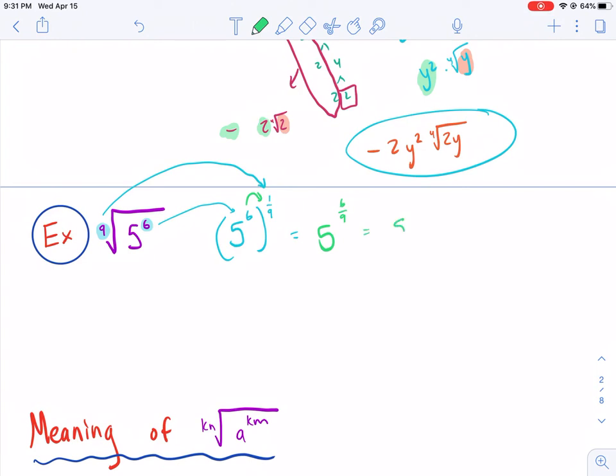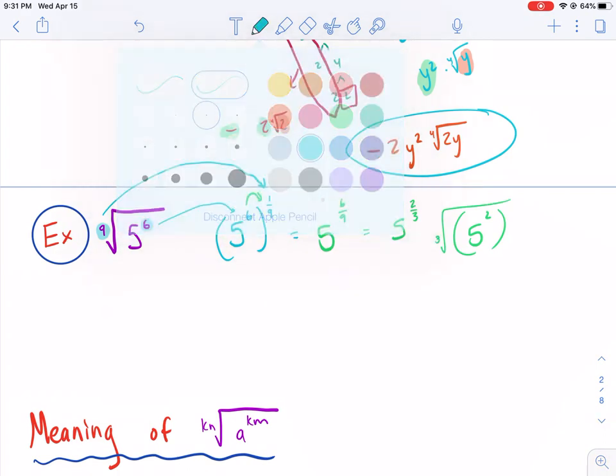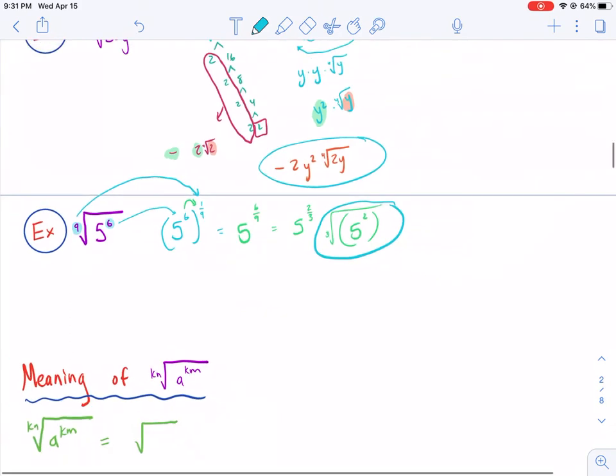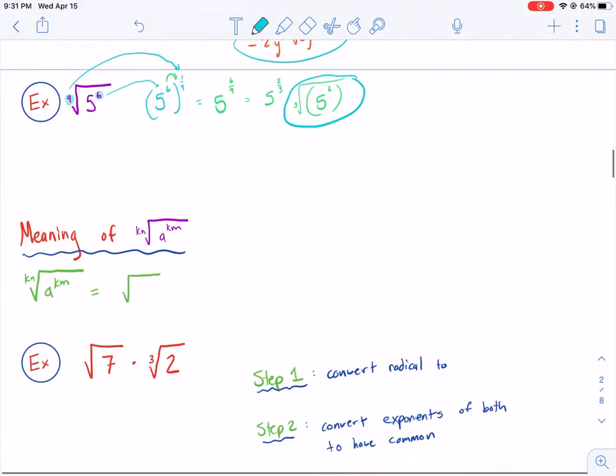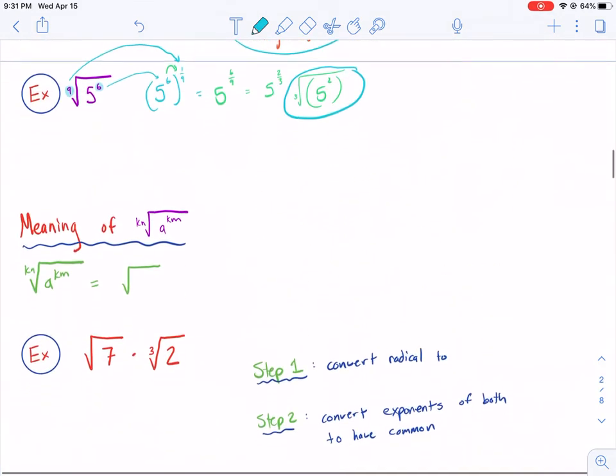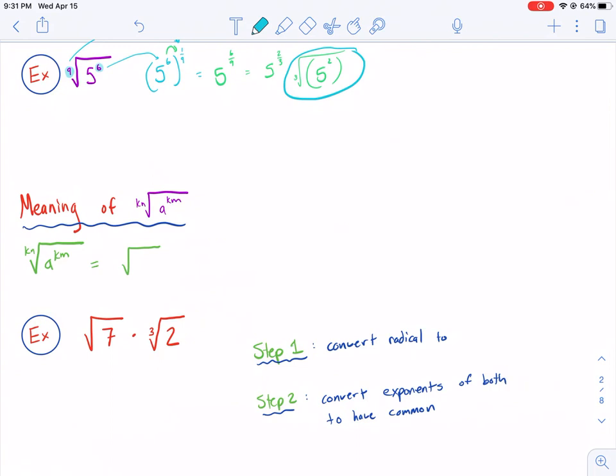Well, 6 over 9 can be reduced to 2 over 3. So we have 5 to the 2/3 power. 5 squared, that's what that top number means, and then we have that cube root. And there is our answer. That is a reduced form. So using our typical method, it doesn't look like there's an answer, but in actuality, there is. Okay, we only have 2 more problems, so we are going to proceed as planned.